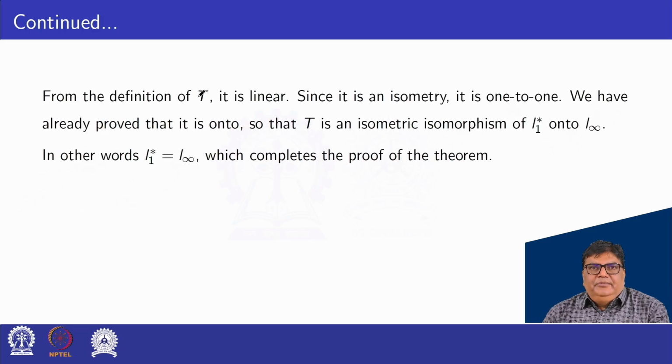From the definition of T, it is linear. Since it is an isometry, it is 1 to 1. We have already proved that it is onto, so that T is an isometric isomorphism of L1 star onto L infinity. In other words, L1 star equals L infinity, which completes the proof of the theorem.